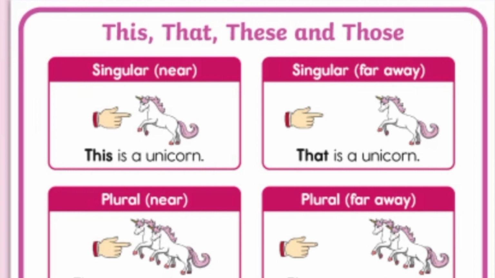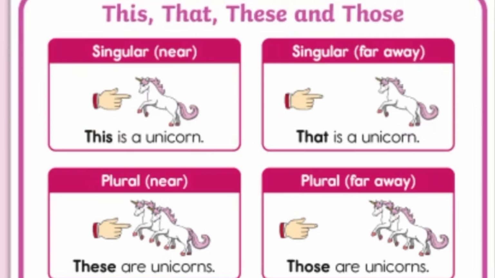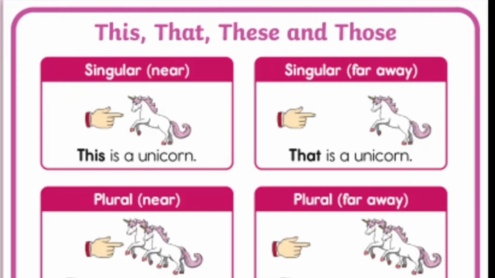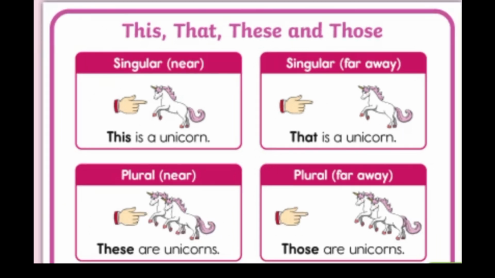That is a unicorn. It is one, but it's far. It's not closer to you. These are unicorns. There are many, there are more than one, and they are closer to you. Those are unicorns. They are far from you. They are many. They are more than one. That is why we are using those.